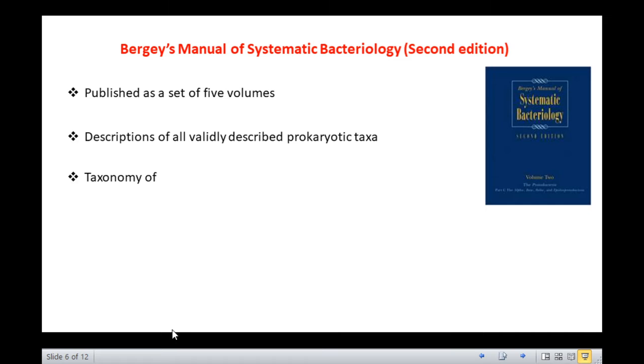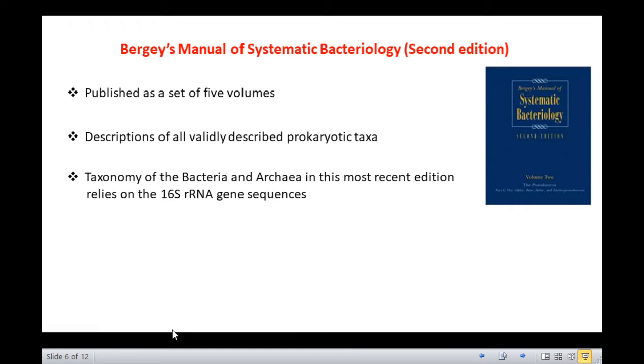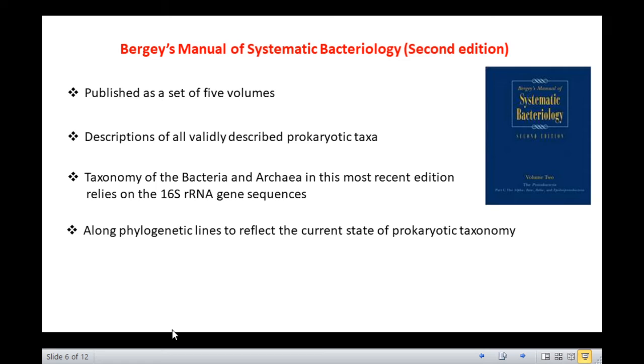Importantly, the taxonomy of bacteria and archaea in this most recent edition relies on the 16S rRNA gene sequencing of organisms from the domain level to the genus. Thus, this new edition has been completely reorganized along phylogenetic lines to reflect the current status of prokaryotic taxonomy.